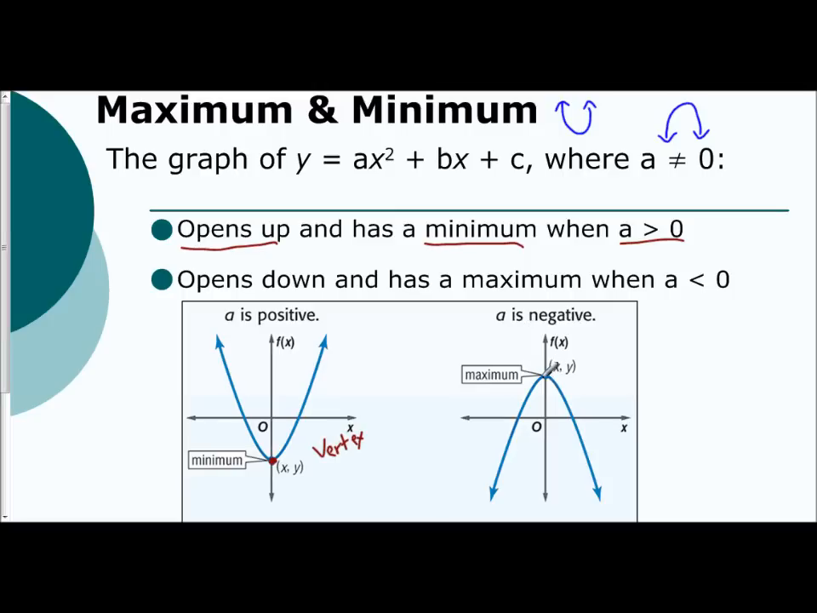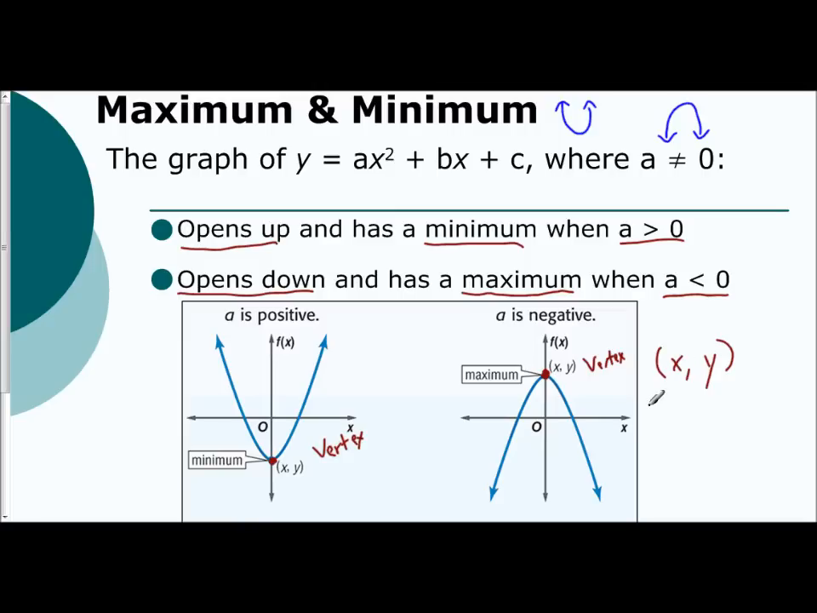And if that happens, now your vertex is the highest point on the graph. So it's your maximum value. And so your vertex represents the highest point, the maximum point. Now, if we're talking about maximum and minimum value, you think about, the vertex has both an x coordinate and a y coordinate because it's a point on the plane. And so which one of those represents either the maximum value or minimum value?